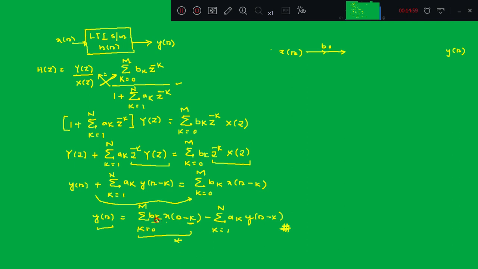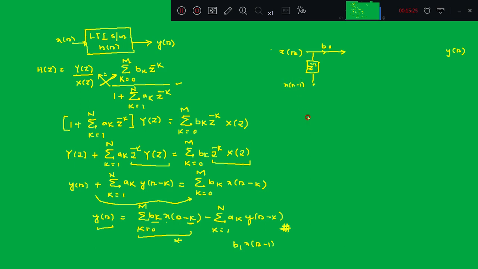If you substitute k is equal to 1, what will you get? You will get b1 multiplied with what? x of n minus 1. So what is this x of n minus 1? It is 1 unit delay of x of n. So how to get that? I have to introduce a delay element here. What is that delay element? Delay element is z raised to minus 1. So if you take the delay element at this point, you will get x of n minus 1.